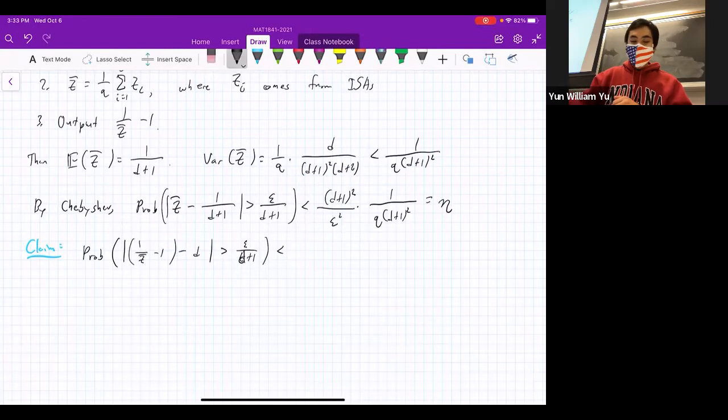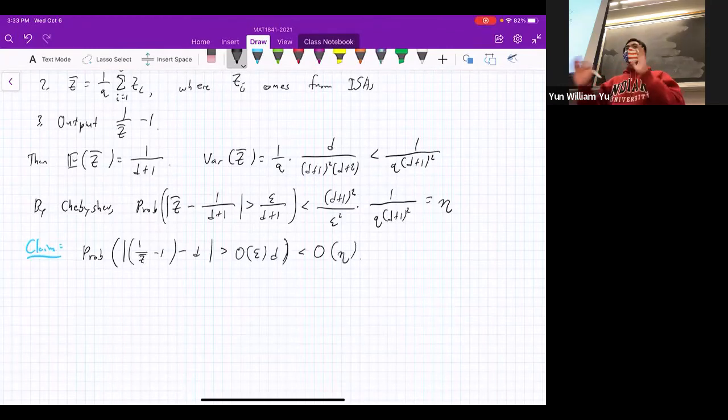Copied down the wrong thing. It's going to be less than, okay, let me fix all this. So this is going to be greater than some order of epsilon times D. That's going to be less than O of eta. Okay, so what are we doing here?